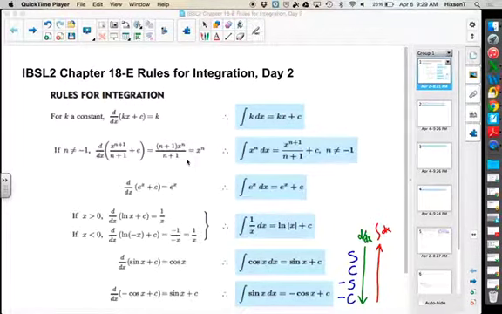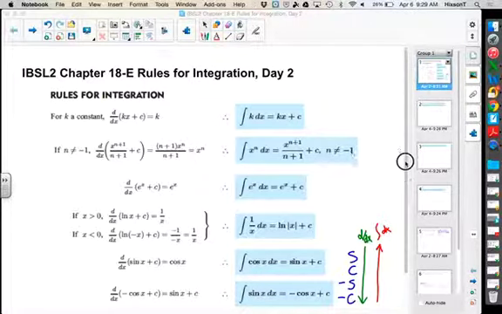Okay, so again, for the integral of 1 over x, we have natural log of absolute value of x. The last new ones that we looked at on Thursday were for sine and cosine. IB doesn't require you to be able to do other trig functions. If you do AP next year, or if you do college calculus next year, you'll get into those.